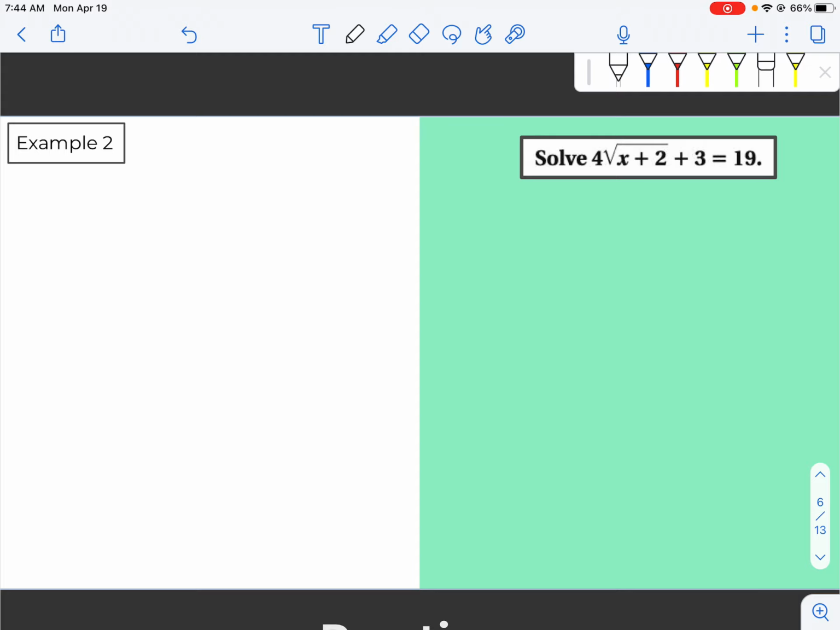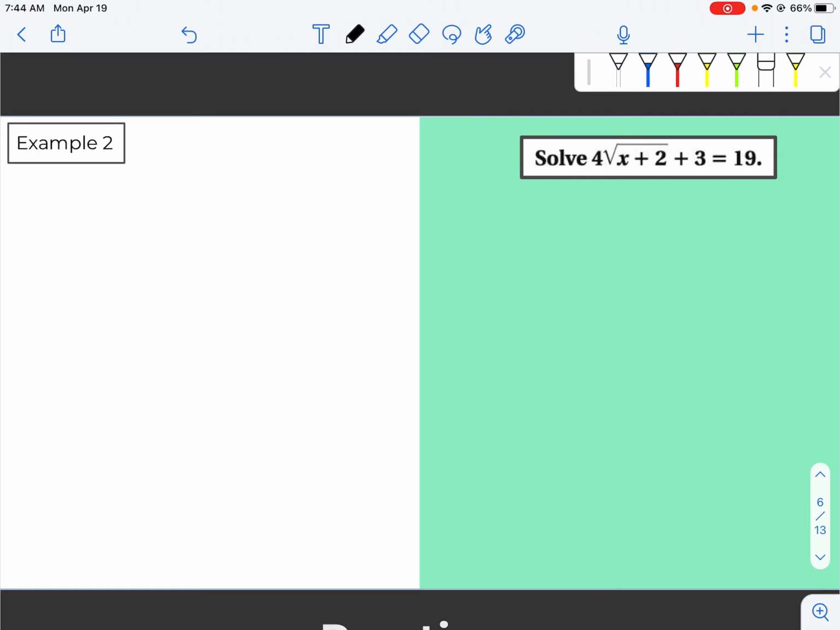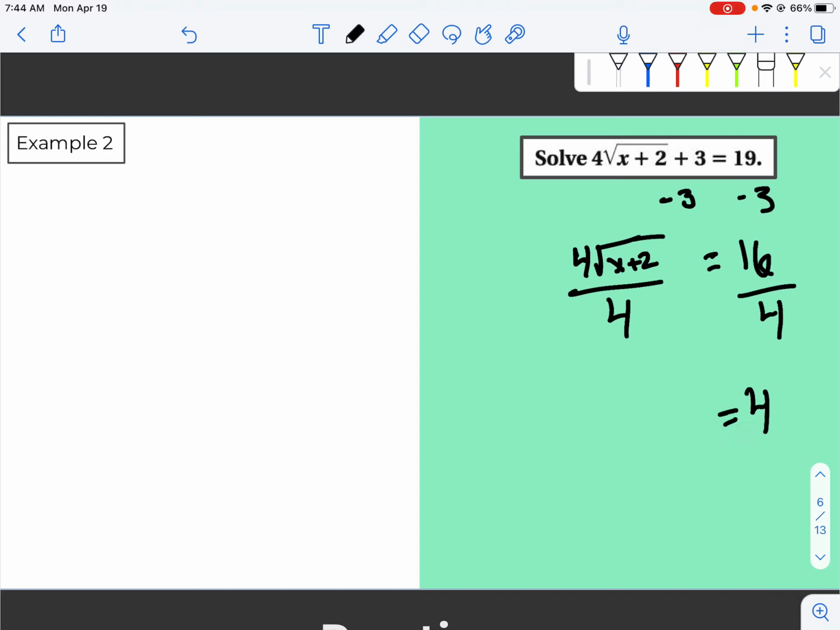All right, here's another example. Notice this time underneath the square root we have an x plus 2. So we'll see how that changes things. Our first step will be to get the square root by itself. So we need to subtract 3 from each side. Now we need to divide by 4. Now that we have the square root all by itself on that side, we can square both sides.